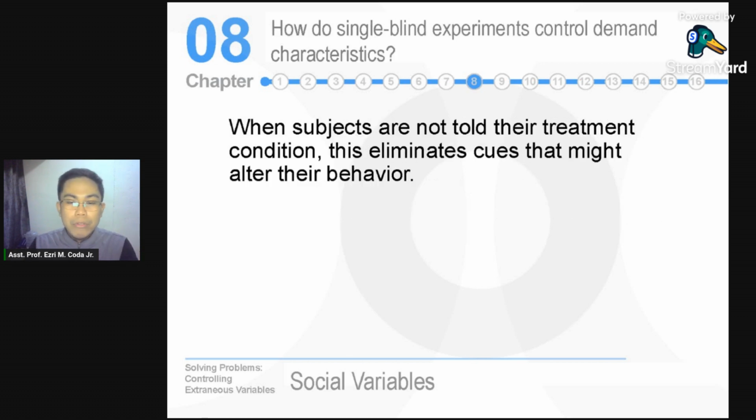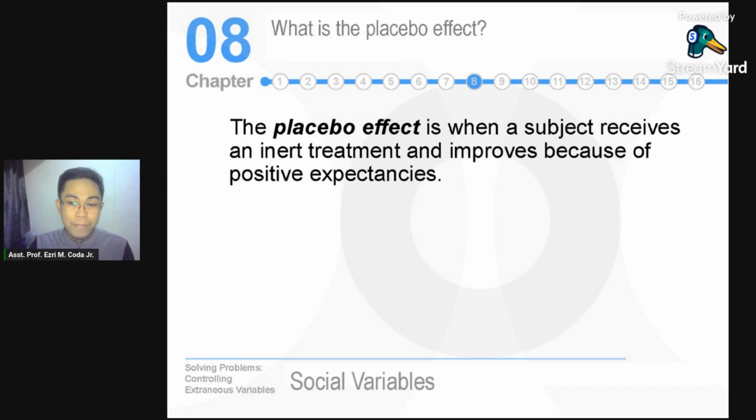So how do single blind experiments control demand characteristics? Now, kung yung subjects natin are not told about your treatment condition, this will eliminate cues that might alter their behavior. So dahil hindi nila alam kung ano yung ine-expect sa kanila or hindi nila alam yung conditions na inassign sa kanila, so they will do nothing about their behavior and they will just follow blindly, no? Because yun yung rules ng single blind experiment.